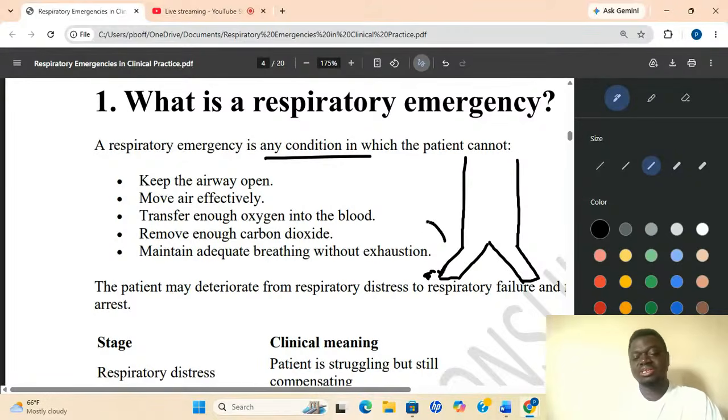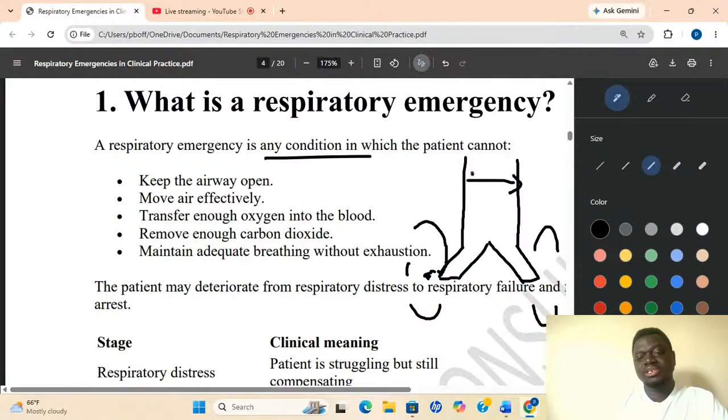God, the one who created us. Okay. This is the lungs, and this is your lung. So one, you are unable to what? Keep this airway open like this. That is one.